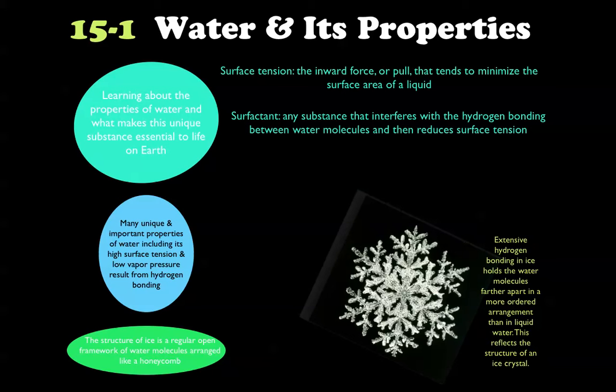So when the surface of water, let's say, is about to break, or when something's floating on water, what makes it float is the surface tension. And then we have surfactant, and that is any substance that interferes with hydrogen bonding between water molecules and then reduces the surface tension. So this is when the surface tension is being reduced, and say something might sink or break or fall through the water.